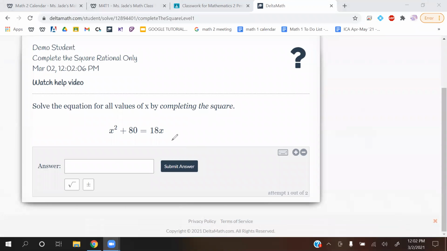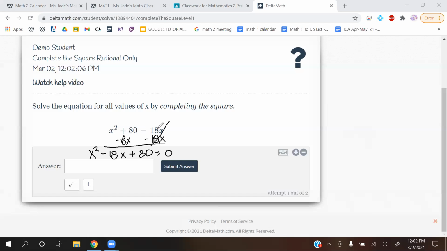Okay, so for this one, we want to bring the 80 to the other side, and we want to bring the 18x actually to be with the x squared. So notice how the x's are actually separated. We don't like that. So we're going to bring over the 18x and move the 80 also. Well, let's move the 18x first. Why not? So I will get x squared minus 18x plus 80 equals 0.